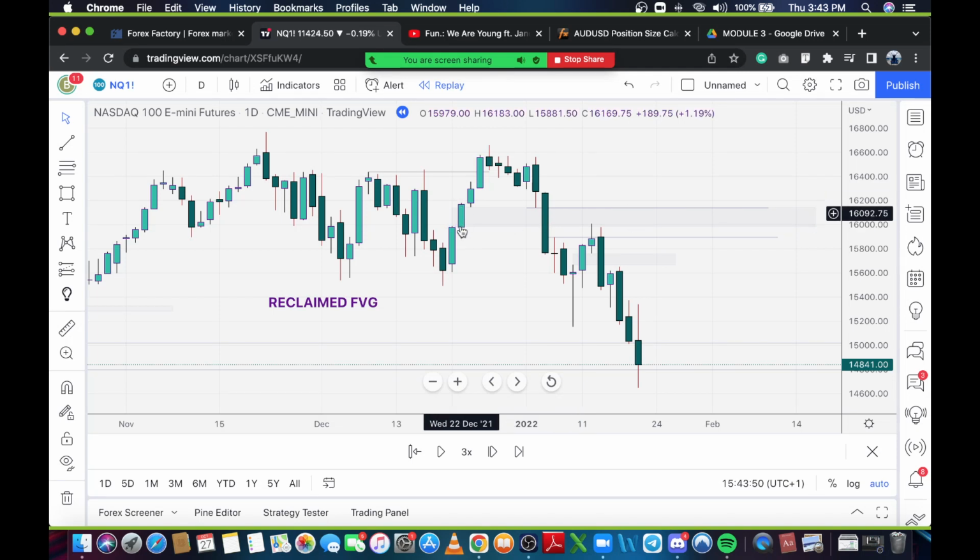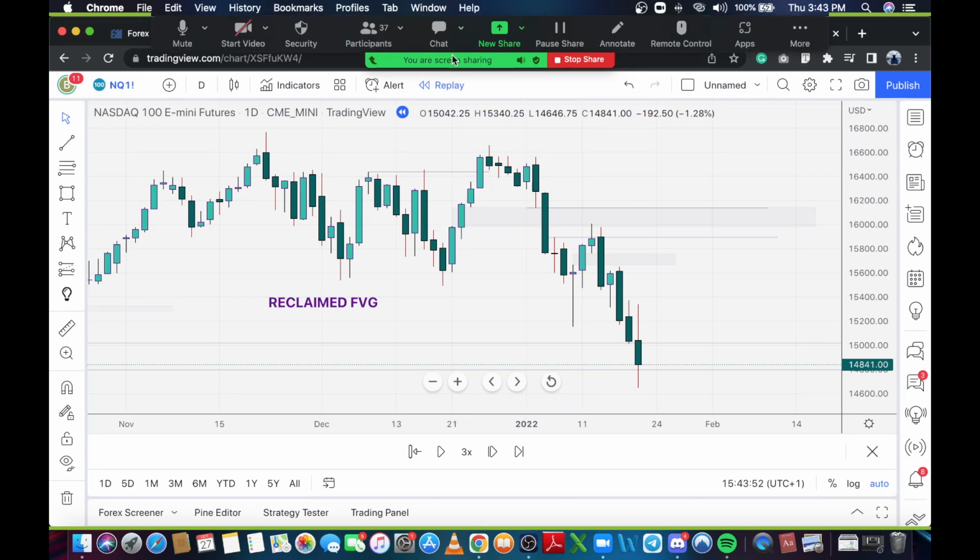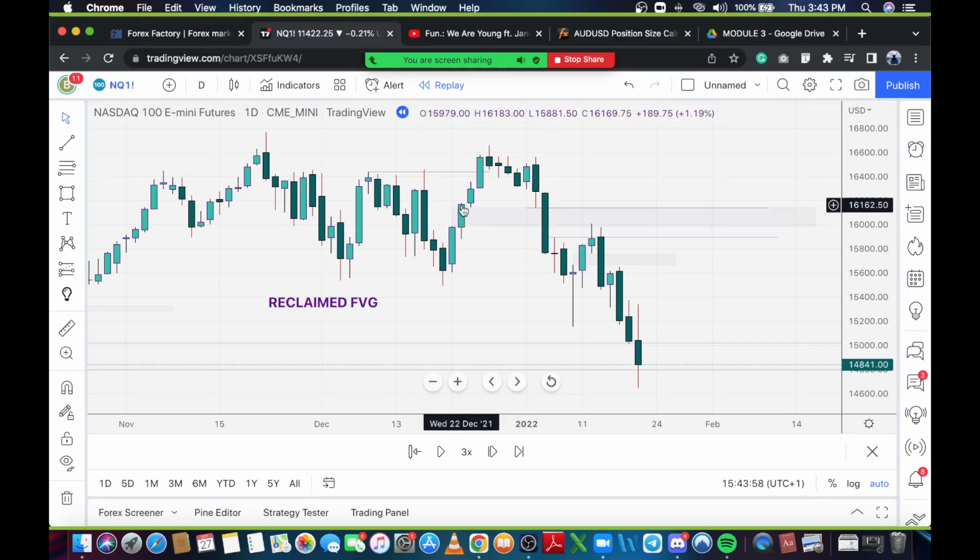Okay, remember this is an imbalance. Let me go back to the basic definitions. This is an imbalance. If we completely balance this out, it becomes a rebalanced area. If we trade down there, that is called a redelivery.